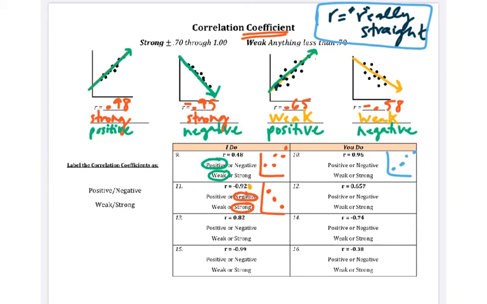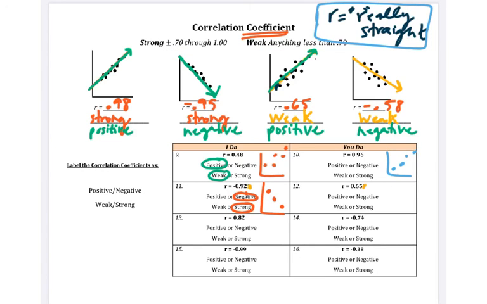Okay, try number 12. So again, in number 12, you only need 2 numbers. You don't need this back number. So 0.65, is that positive or is that negative? Is there a negative sign on 0.65 or is it positive? If you made a 65, is that weak or is that strong? You can use this to help you understand weak and strong. 0.70 and above is strong. Anything less than 0.70 is weak.